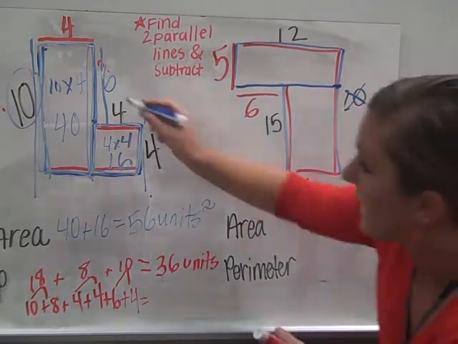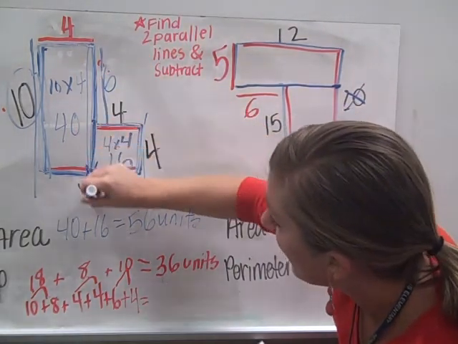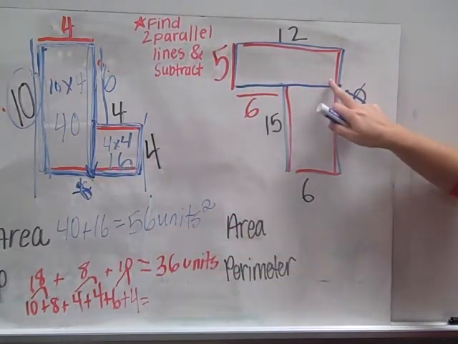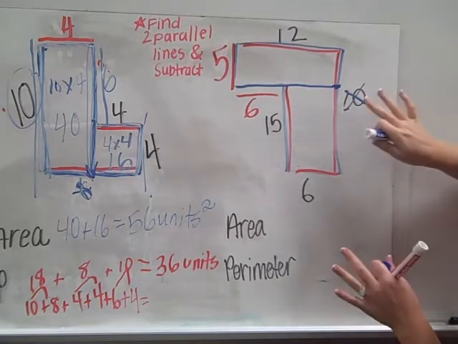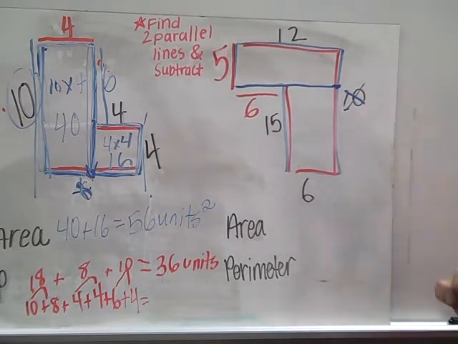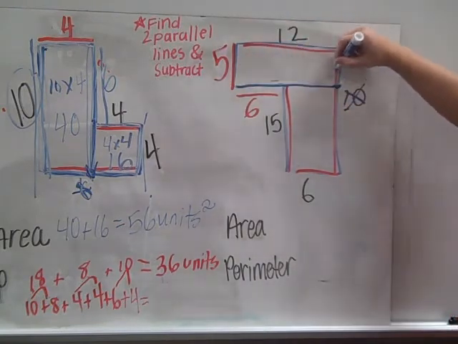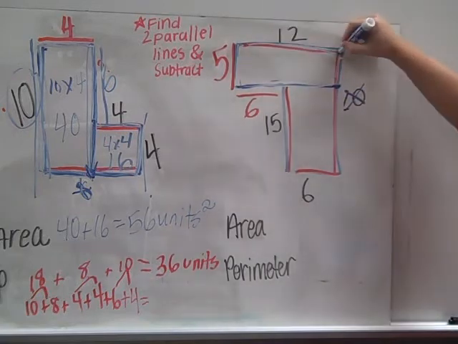Just like here, when I intersected the line down here, at this point, I got rid of that 8 that was there. So wherever you draw your partition line, wherever you intersect, that number or that length is no longer useful to you. Get rid of it.